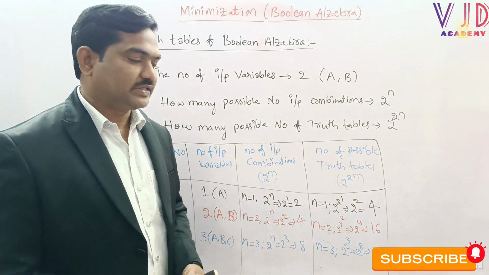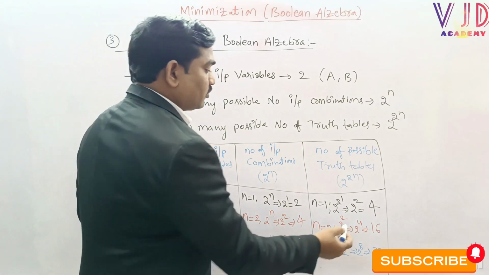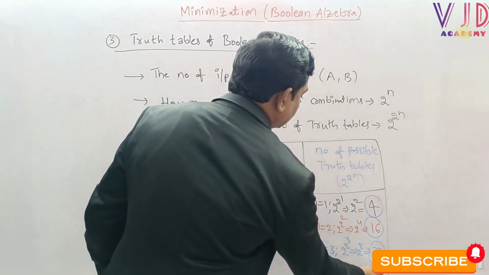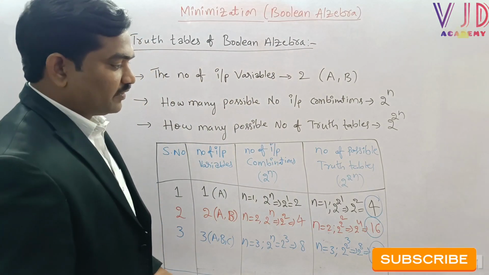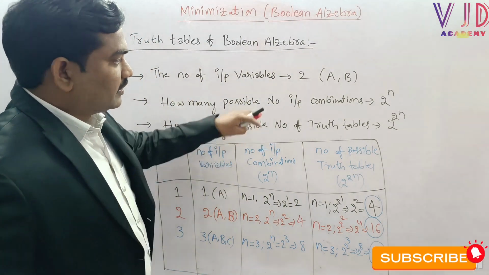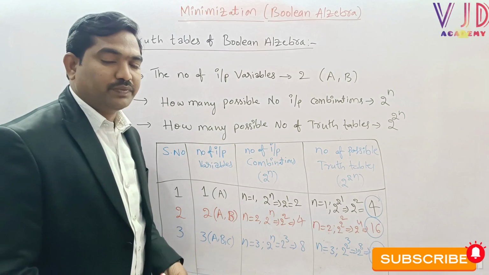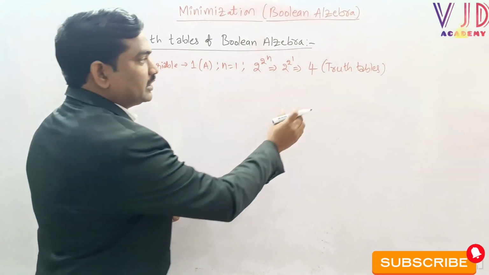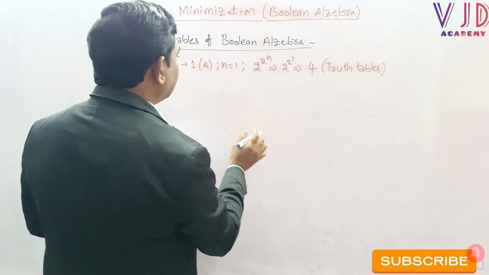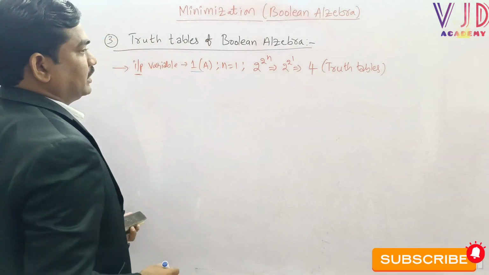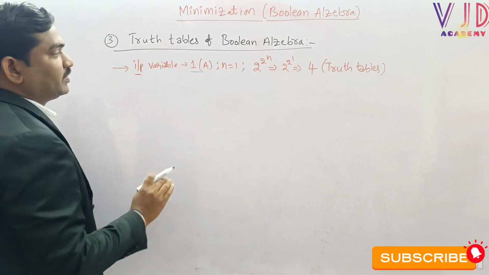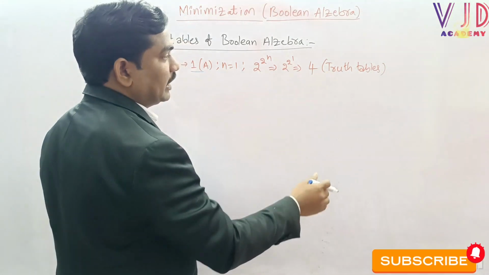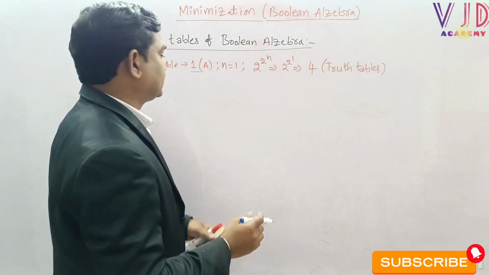Now let us try to understand what those 4 types of truth tables are, what those 16 truth tables are, what those 32 truth tables are when we are giving different types of inputs. Let us try to understand the 4 possible truth tables for 1 input variable. We have seen 4 are there, and now what are those truth tables? Let us try to understand.